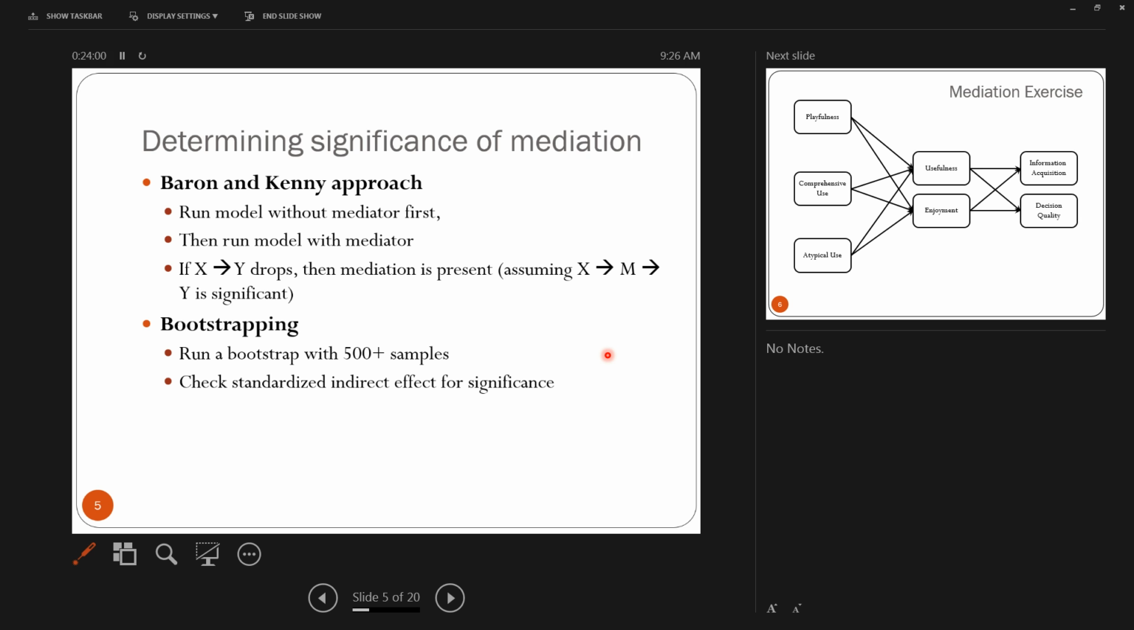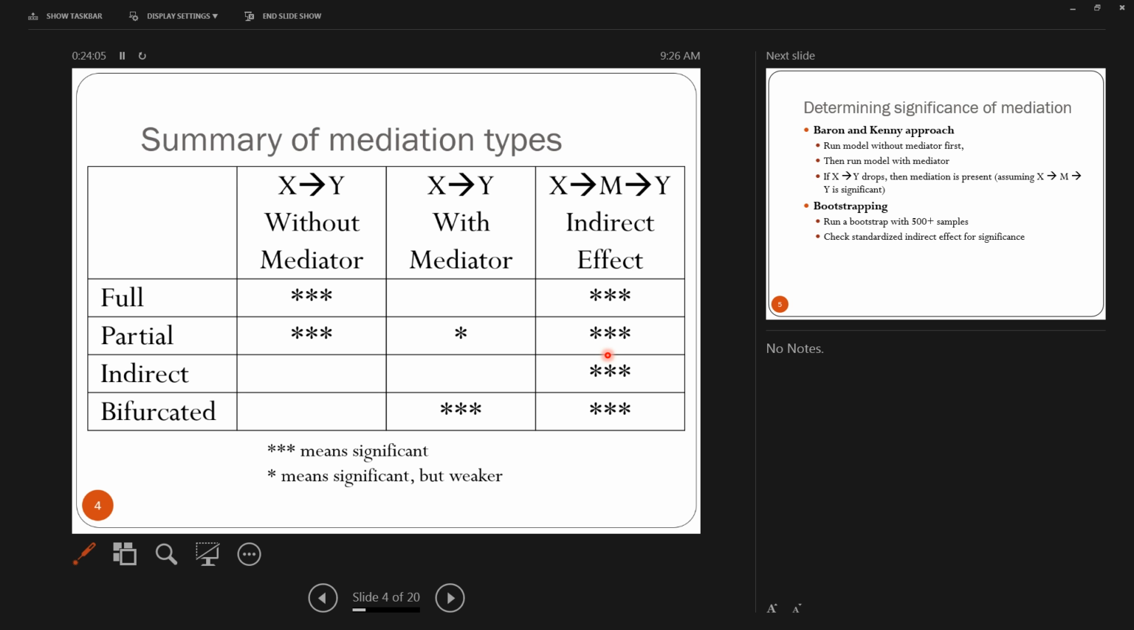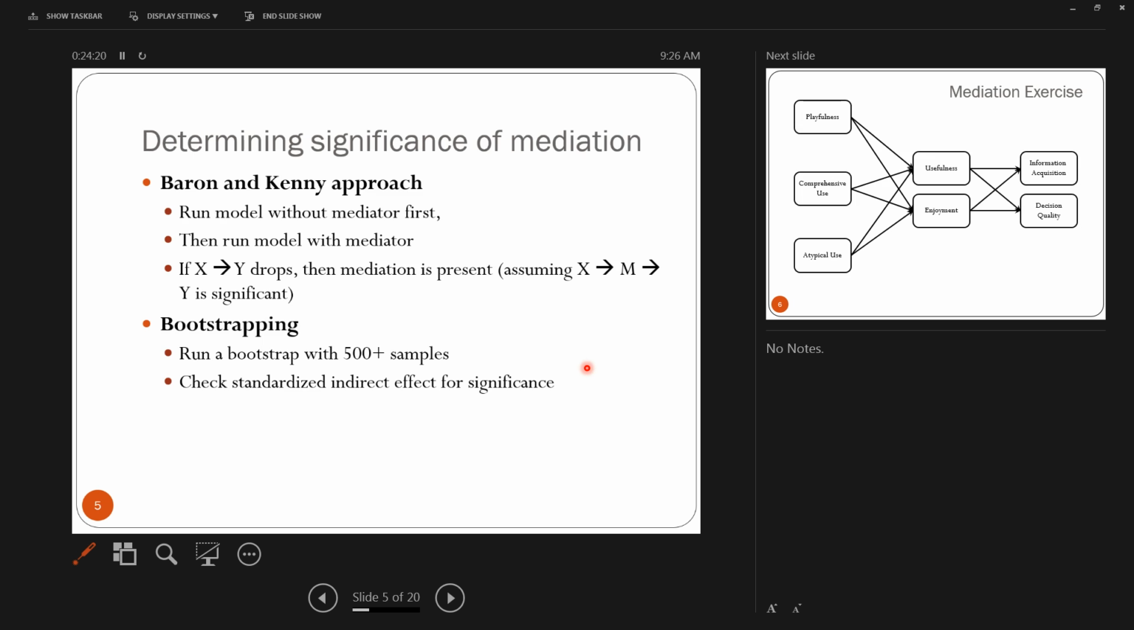Where you run the mediation, you run the model first without the mediator, see if there's a direct effect, like in that first column. Run it without the mediator, then run it with the mediator, see if there's any change to the direct effect. But that's actually not sufficient. You need to then test the significance of the indirect effect, which you do through bootstrapping. Run 500 plus bootstraps. And there's a value it creates for you in Amos, or in Smart PLS if we end up using that.